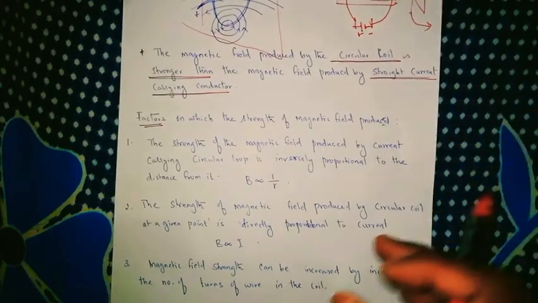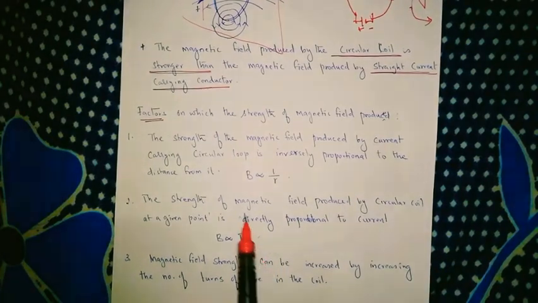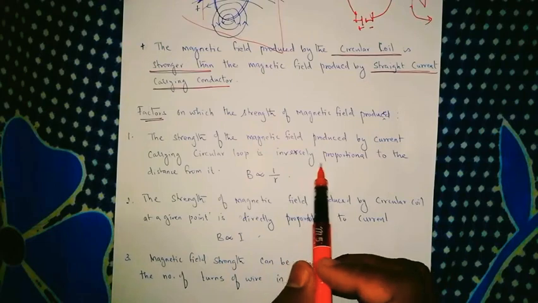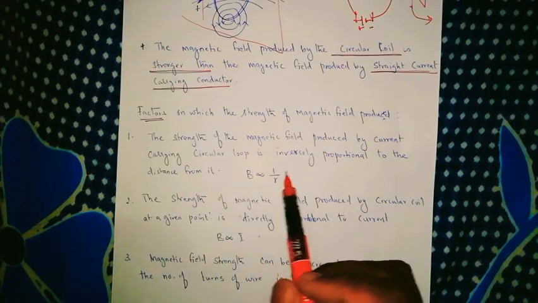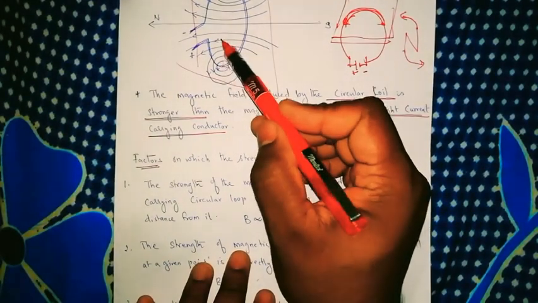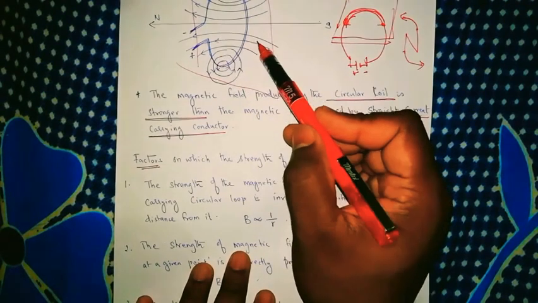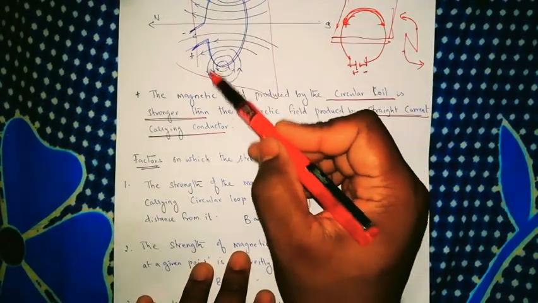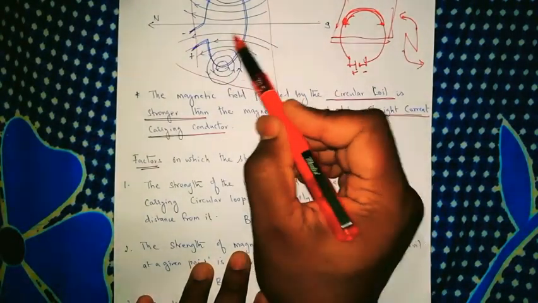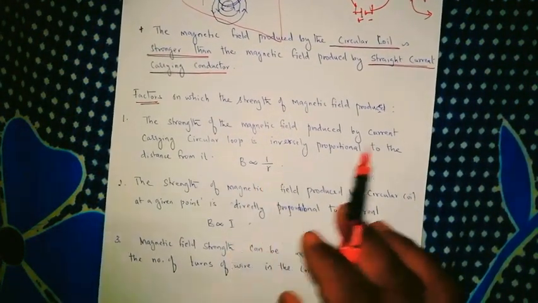Okay, what are the factors on which the strength of the magnetic field produced depends? First, the strength of the magnetic field produced by a current-carrying conductor loop is inversely proportional to the distance from it. As we know, as the radius increases, the magnetic field will decrease. Clear? You can see here lots and lots of magnetic field lines are formed, but when the radius is increased, you can see a lesser amount of magnetic field. Inversely proportional to the radius.